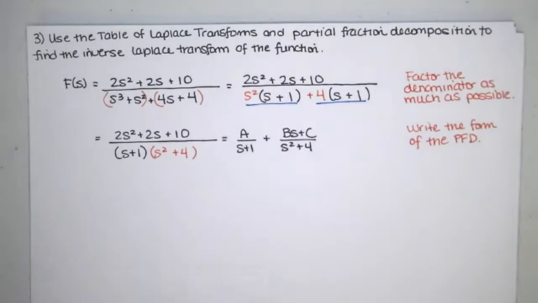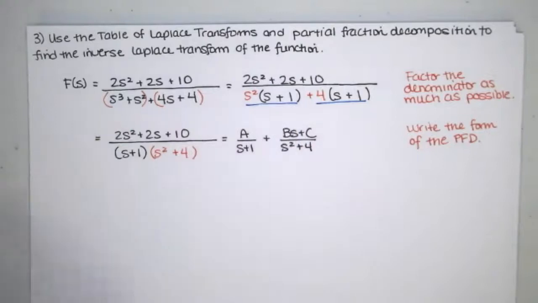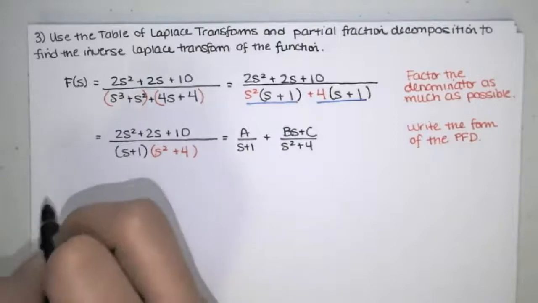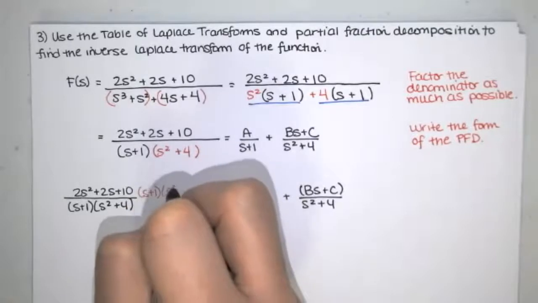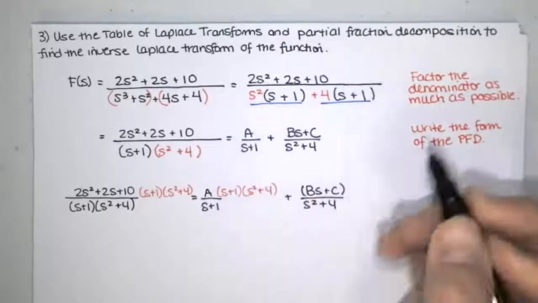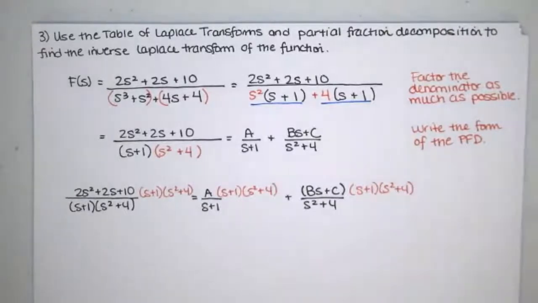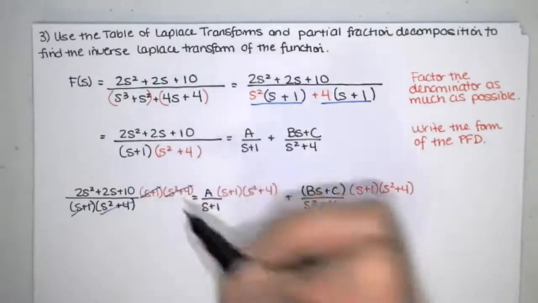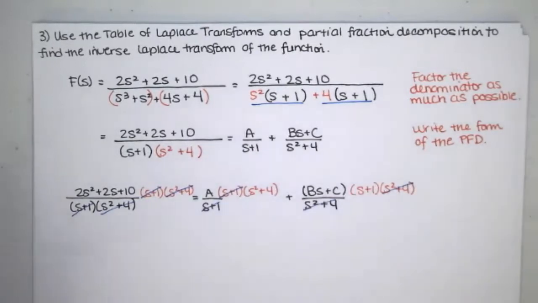And now we just need to find the values of A, B, and C that cause this expression to be equal to this expression. In order to do that, I will take this and multiply by the LCD. So that LCD is s plus 1 times s squared plus 4. We're taking every term and multiplying by that LCD. And then we simplify. S plus 1 over itself is 1. S squared plus 4 over itself is 1. The s plus 1's reduce here. The s squared plus 4 will reduce there.